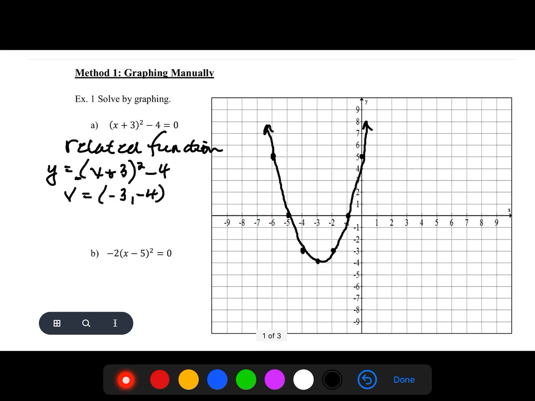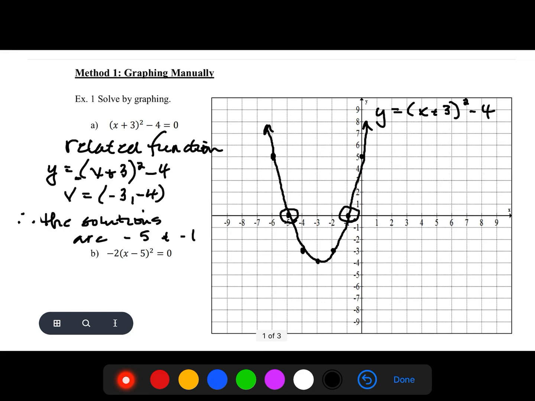And as always, we put arrows on the ends of our parabola and we label it with the function. Again, we don't label it with the equation because we can't graph an equation, only the function. So now we're focusing on the spots where our parabola crosses the x-axis. And here we know that our solutions then are -5 and -1.